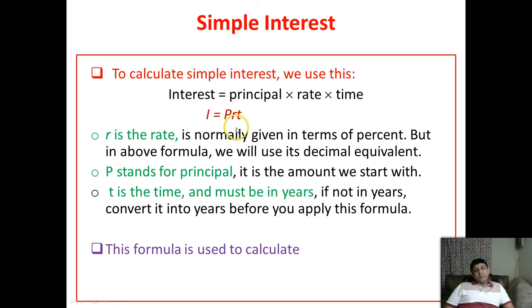So T will be half, and it has to be in years. This is the formula which we will use to calculate interest accrued on a savings account, or we can also use it for a loan. So this formula can be used for both interest calculations and loan calculations, the same thing. If you're talking about a savings account, this will be the amount you started with. If you're talking about a loan, this will be the amount you borrowed.